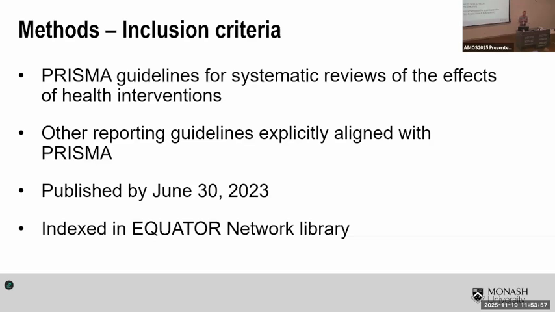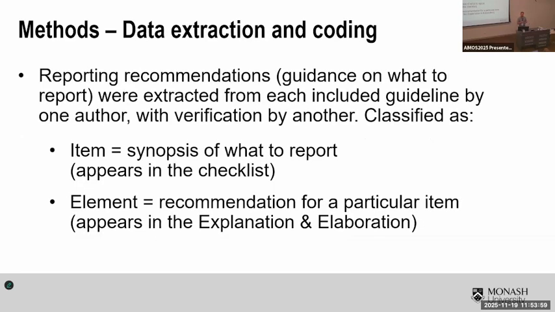And then what we did was we went through all the guideline documentation for all the extensions we included, and one author extracted all the reporting recommendations that appear in these documents and classified them either as being an item, so thus providing a synopsis of what to report, which typically appears in the checklist, or an element, which is a bit more of a granular recommendation that typically would appear in an explanation and elaboration document for that guideline.